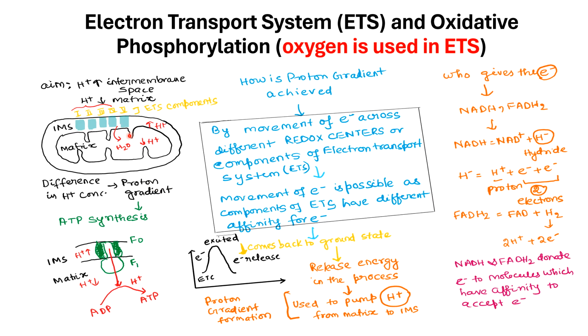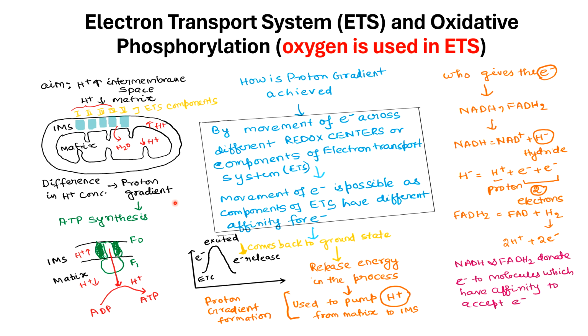In the final step, the proton gradient is utilized to make the ATP. Is that clear? So now the components which help in maintaining the proton gradient are component 1, 2, 3 and 4, while the fifth component is responsible for the ATP synthesis, or it is the ATP synthase component.